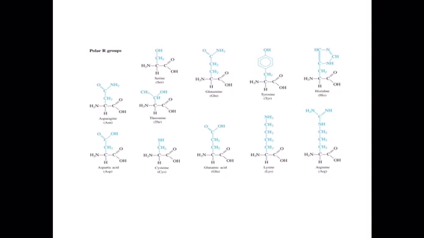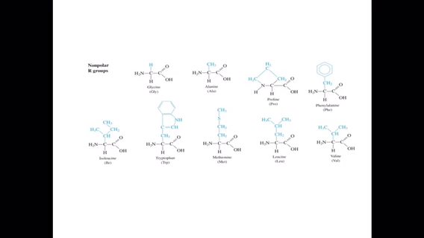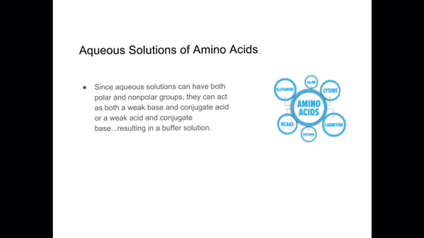Okay, so here are some polar R groups where there's the nitrogen and oxygen in the side chains around the amino acids. And then here are nonpolar groups where there's the carbon and the hydrogen in the side chains. Okay, so aqueous solutions of amino acids. Since amino acids have both acidic and basic groups, they can act as either a weak base with a conjugate acid or a weak acid with a conjugate base, and that is pretty much a buffer solution.